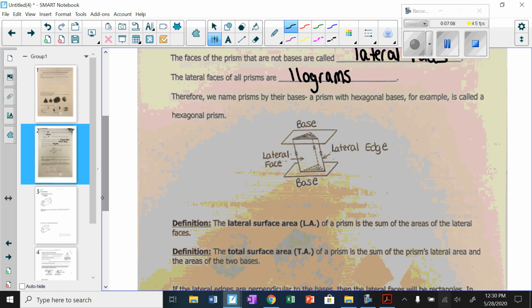So therefore, we name a prism by its face. A prism with a hexagonal face is called a hexagonal prism. Right now I have everything laid out for you. This is a triangular prism, obviously. The bases are triangles. These triangles not only are parallel, but they're also congruent. Now, all these middle parts are parallelograms. The sides that make up these parallelograms are called lateral edges, and the actual parallelogram itself is called a lateral face.